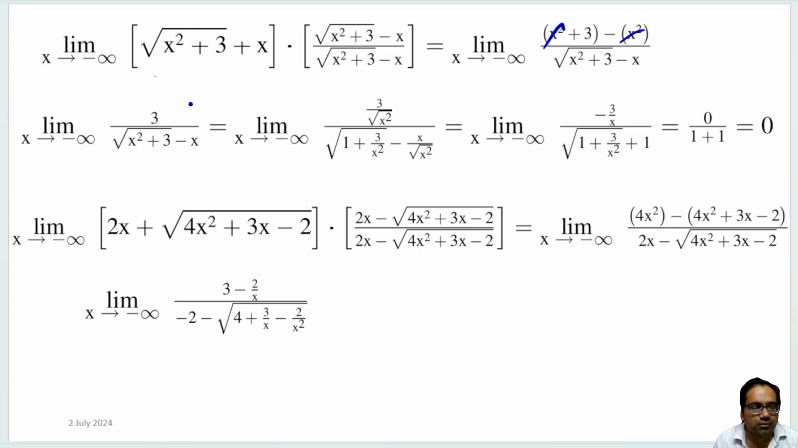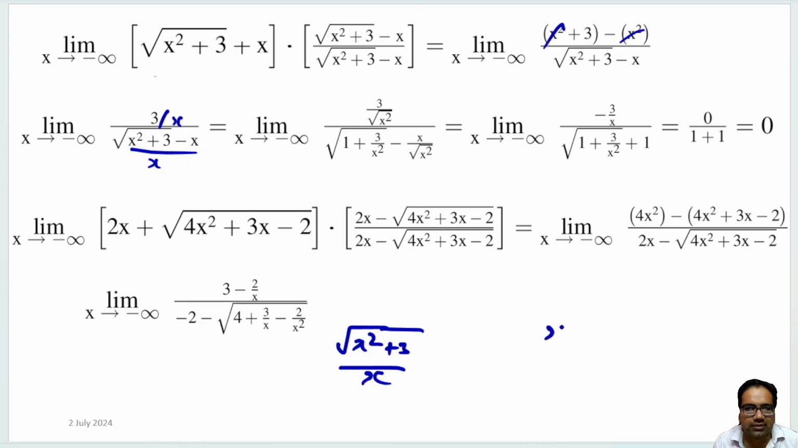Now here what will we do? We will take the highest power of x in the denominator and divide both numerator and denominator like this: 3 by x and this by x. Right. Now there is a square root here. We have to take this x under the square root. What does that mean? Root of x square plus 3, divided by x. So we have to take this x under the square root.